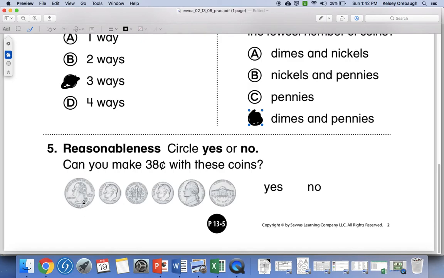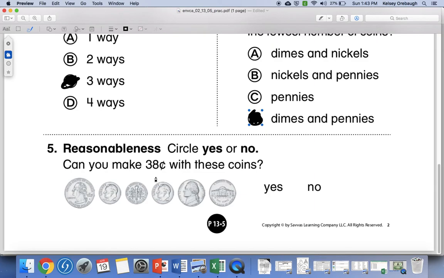The quarter is worth 25, which ends in a 5. The dime is worth 10, which ends in a 0. And the nickel is worth 5, which is a 5 in the ones place. So any way I combine these coins, my ones place is going to be either a 5 or a 0. What coin would I need to add to my collection here to come up with 38 cents, to be able to have an 8 in the ones place?